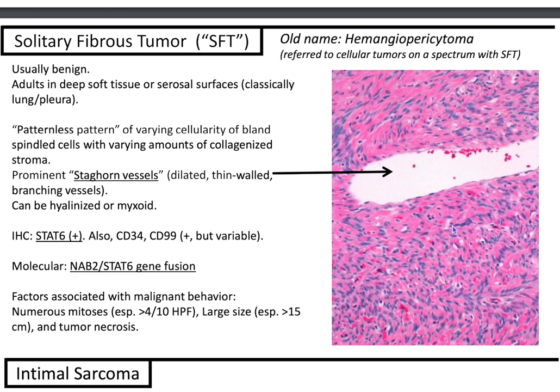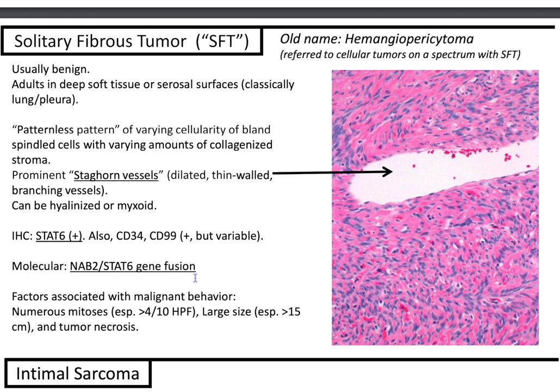Solitary fibrous tumor. The old name is hemangiopericytoma. It's usually benign, although it can be malignant. If it is malignant, factors associated with malignancy will be numerous mitoses, oftentimes greater than 4 per 10 high power fields, large size, especially if it's greater than 15 centimeters, and tumor necrosis. You'll see this in adults in deep soft tissue or serosal surfaces, classically the lung or pleura.